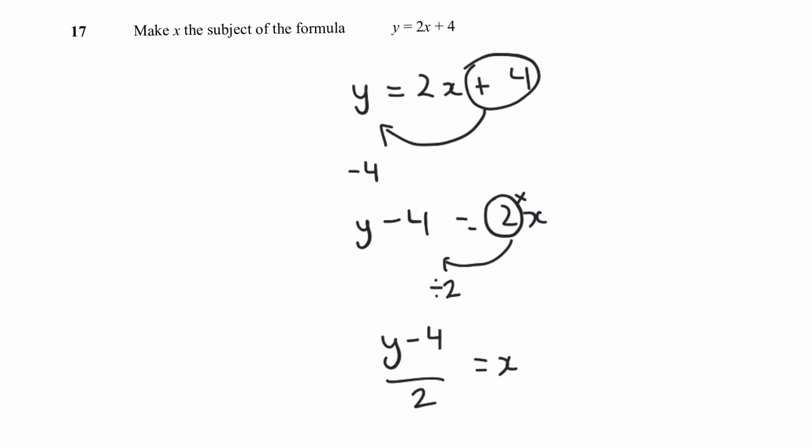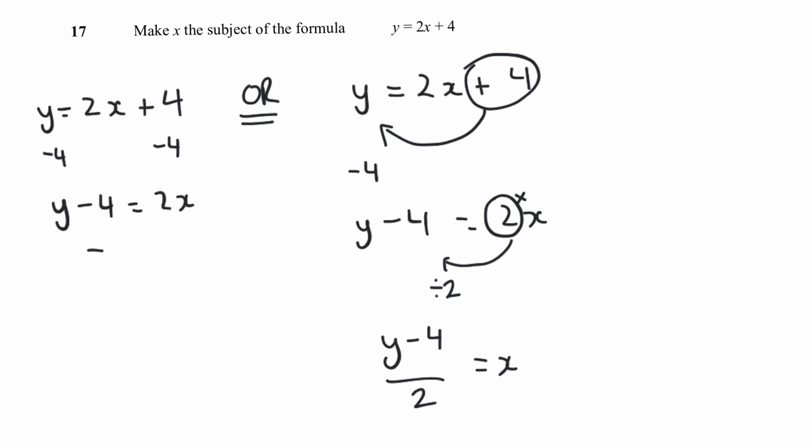Or another way some people can work this out, because people have learned different ways and different methods. I'm just showing you different methods to help whichever is best suited for you. So some people would do take away 4 on both sides. That'll be y minus 4 is equal to 2x. And some people will now do divide by 2 on both sides. So y minus 4 over 2 is equal to x. Either way, notice how we've got the same answer.